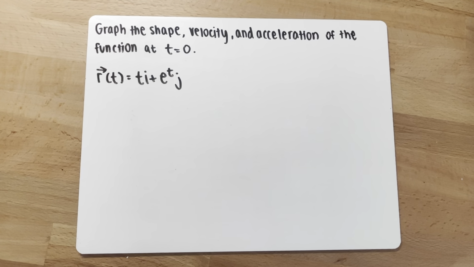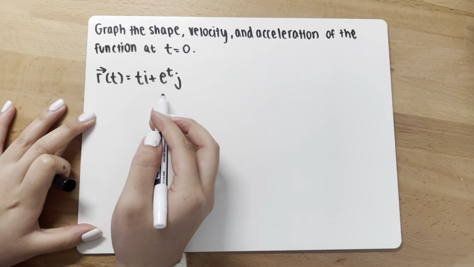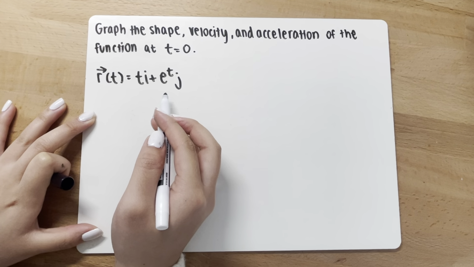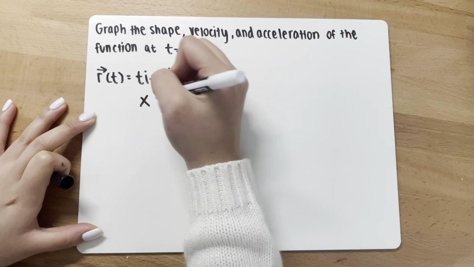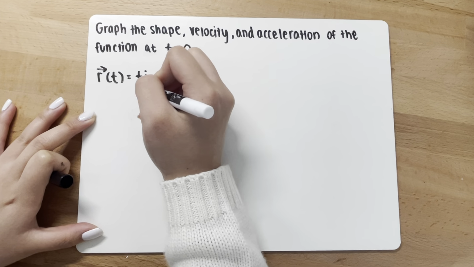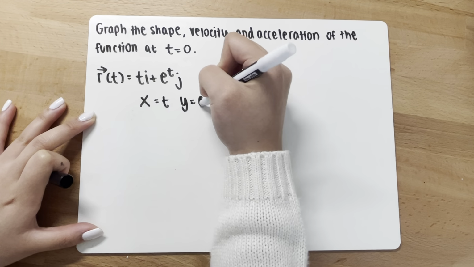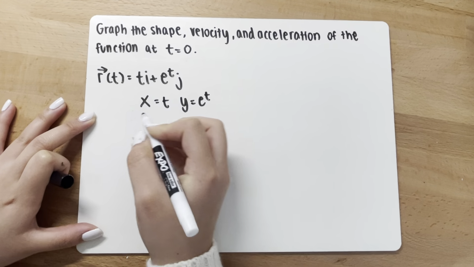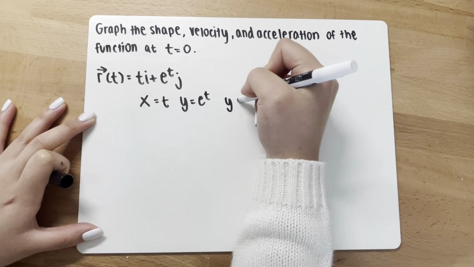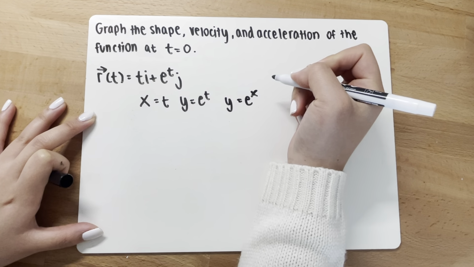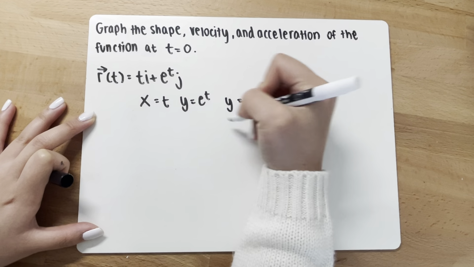This problem asks you to graph the shape, velocity, and acceleration of the function at t equals 0, and you have a function right here. First step is to make equations for this function, x and y. So x will equal this value, which is t, and y will equal this value, which is e^t. But then you want to merge these two equations together, so you get y equals e to the x. And this will be the shape of your graph.